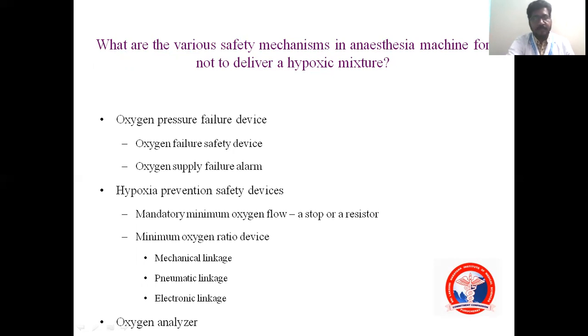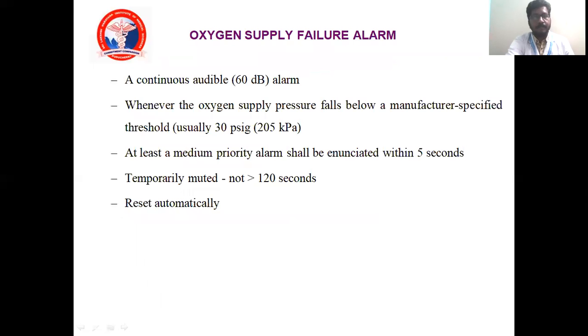We have link 25 in Datex Omega devices and oxygen analyzer.